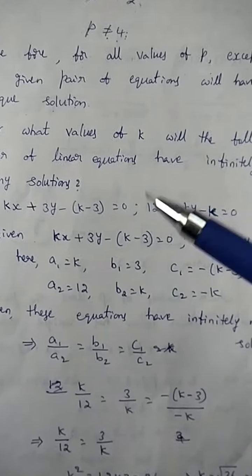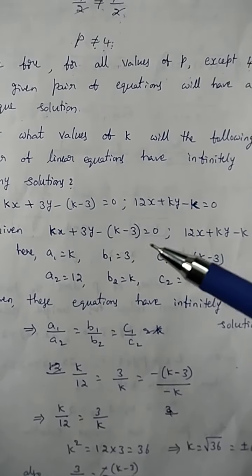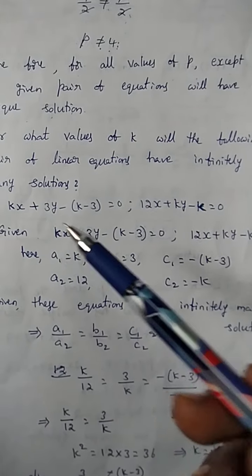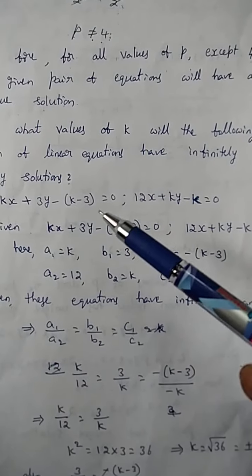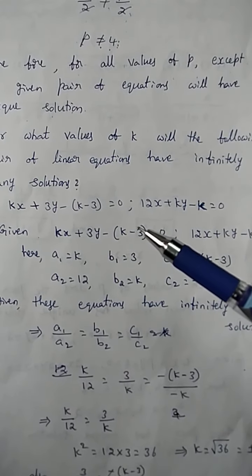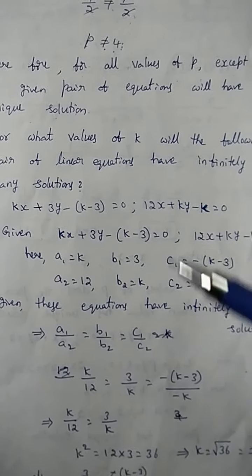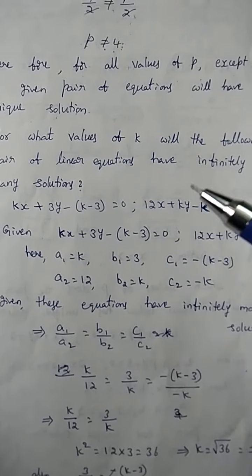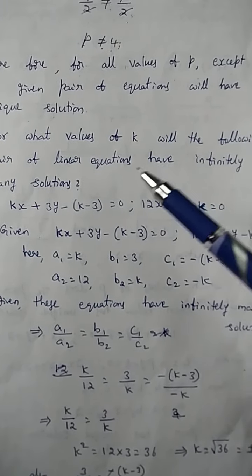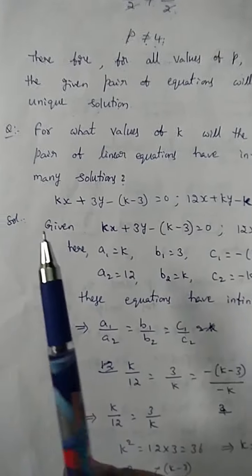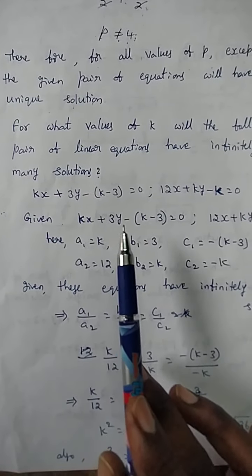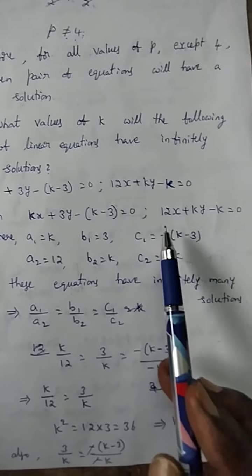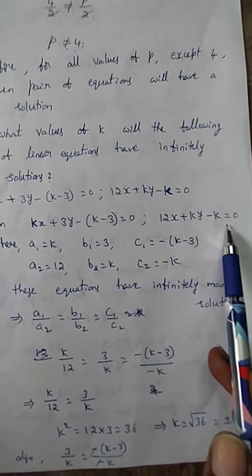Already we know the algebraic interpretation: if a pair of linear equations has infinitely many solutions, the condition for that is a1 by a2 is equal to b1 by b2 is equal to c1 by c2. That's the condition. Based on this condition, we'll find the value of k. Here, write this: given pair of linear equations kx plus 3y minus of k minus 3 is equal to 0, 12x plus ky minus k is equal to 0.